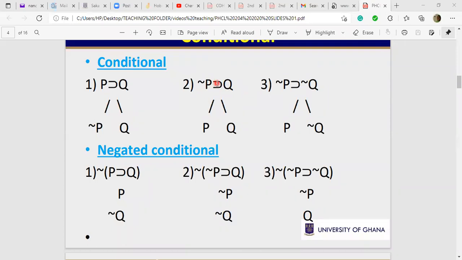Now, what English word? You see that we haven't forgotten what we are doing. We are learning in a systematic manner. And is for what? Conjunction. Or is for what? Disjunction. Not is for what? Negation. Not is negation.